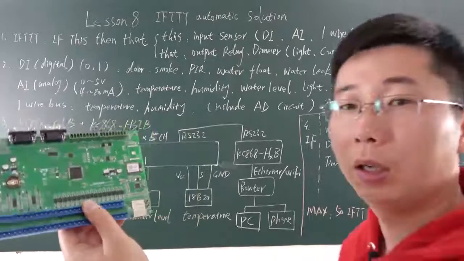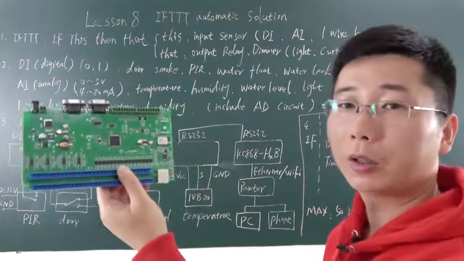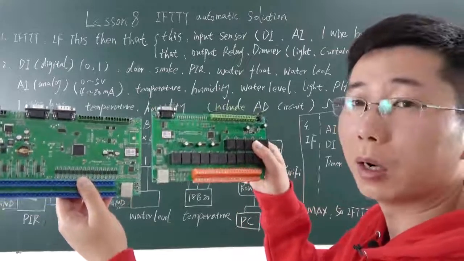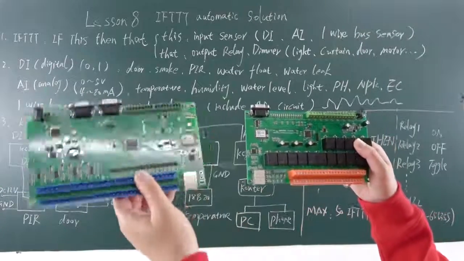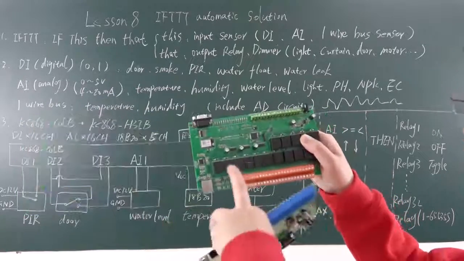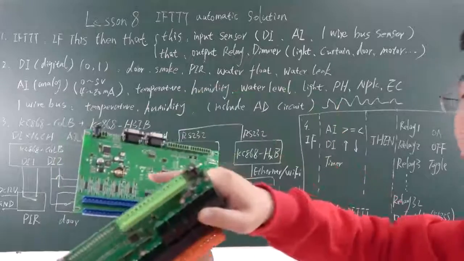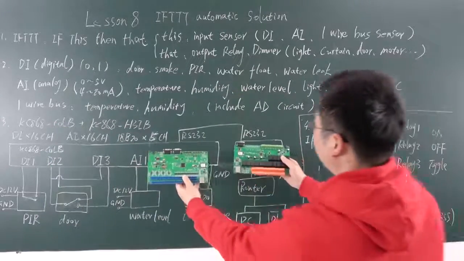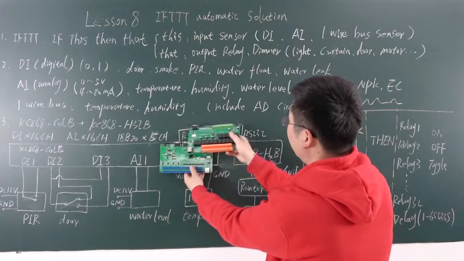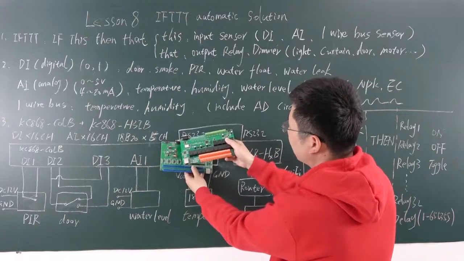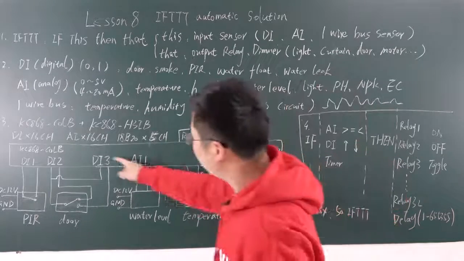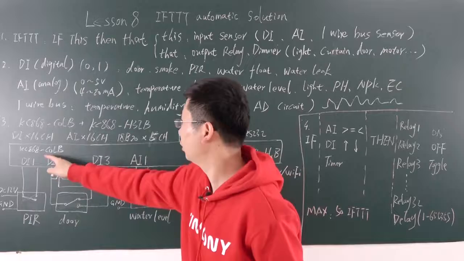This is the controller, and I show you the PCB board so you can understand what is inside. And this is the 16-channel relay board. These two boards, this one is for input and this one is for output. This board has relays and this board is without relays. Use the two boards this way, and they connect with an RS232 cable. Just install them this way. And this is a typical diagram for the controller.